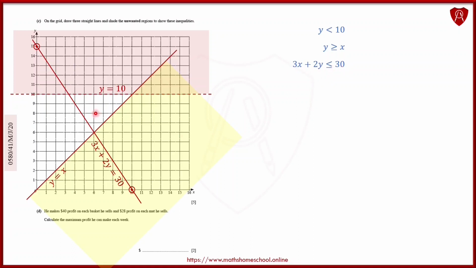So this point is in the unwanted region. We proceed to shade that side of the line. We now have all the unwanted regions shaded.